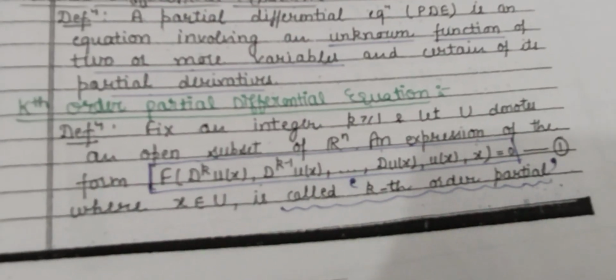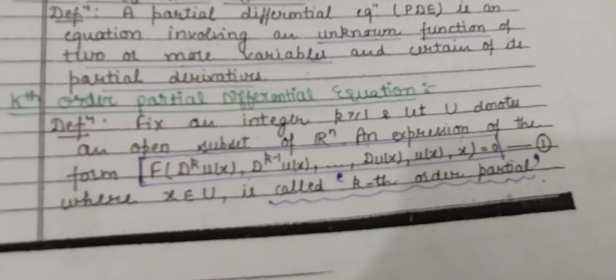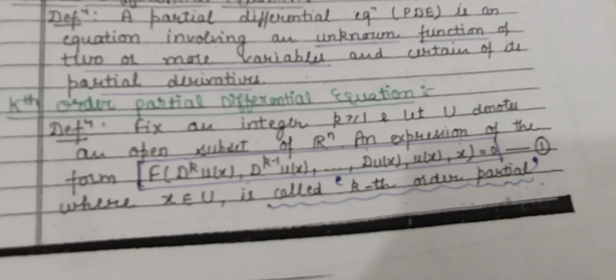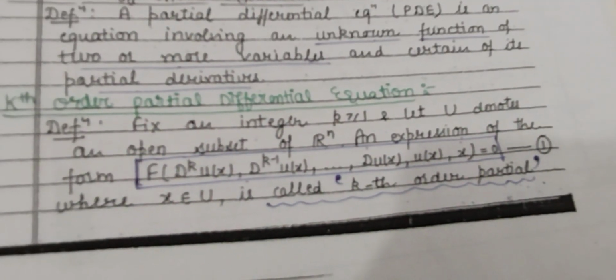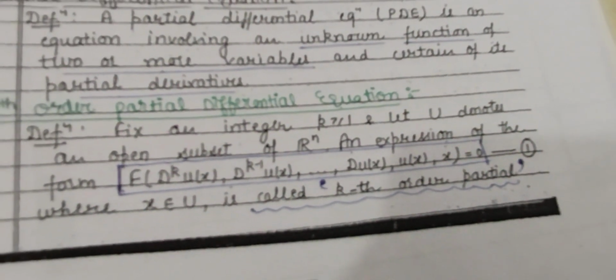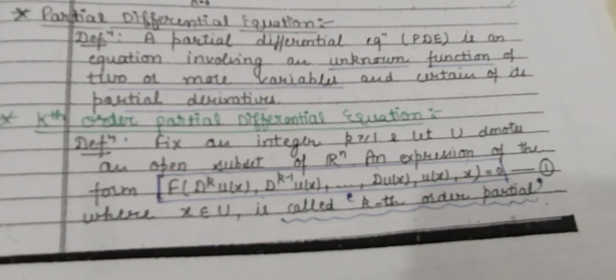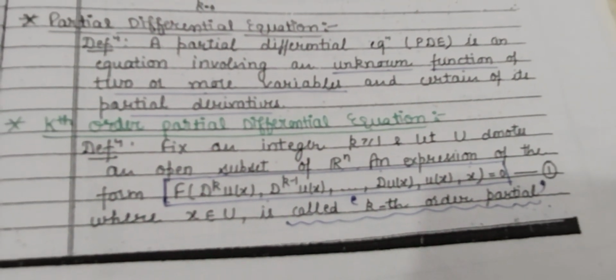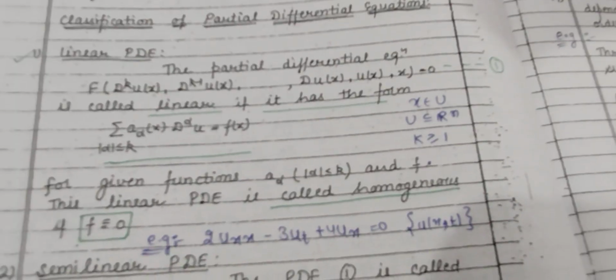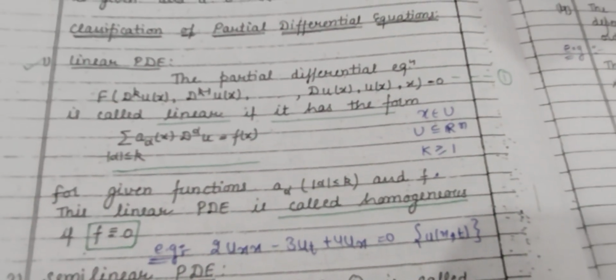The kth order partial differential equation looks like F(D^k u, D^(k-1) u, ..., Du, u, x) = 0. This is how the kth order partial differential equation looks. Now, classification of partial differential equation.